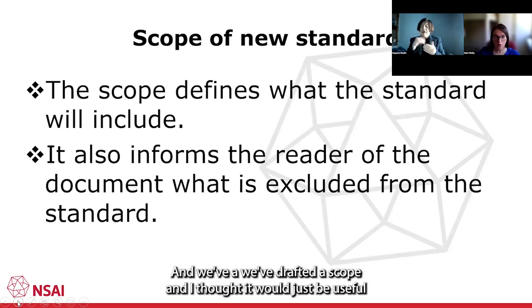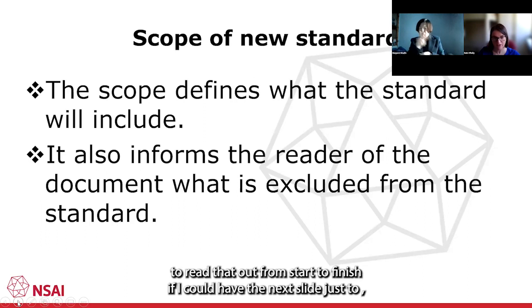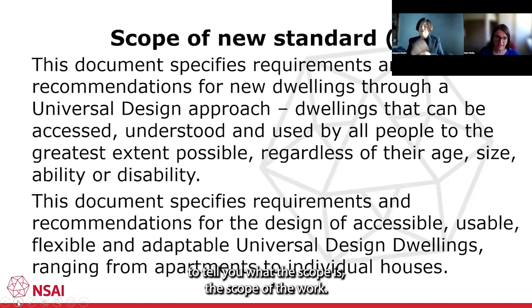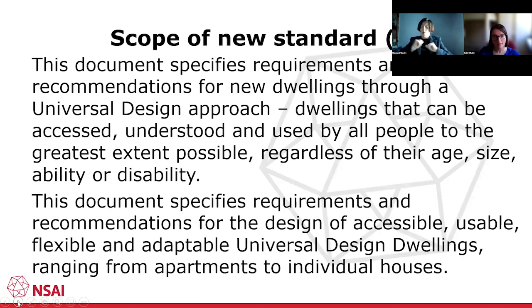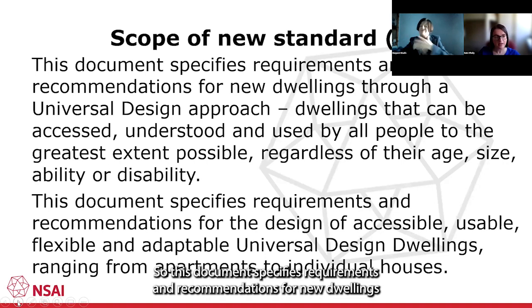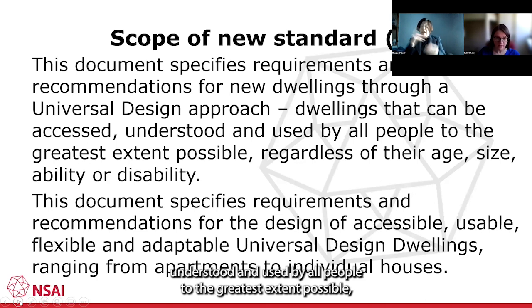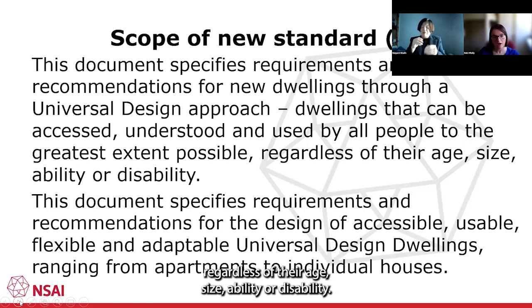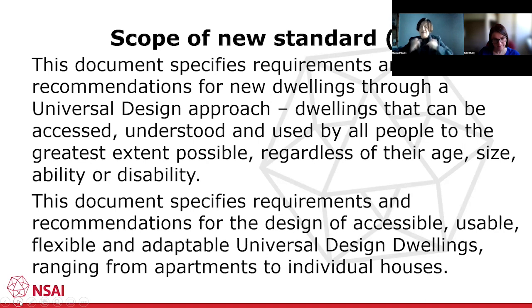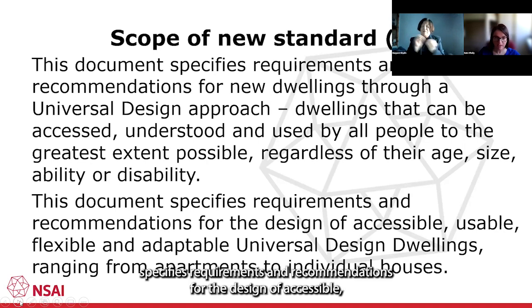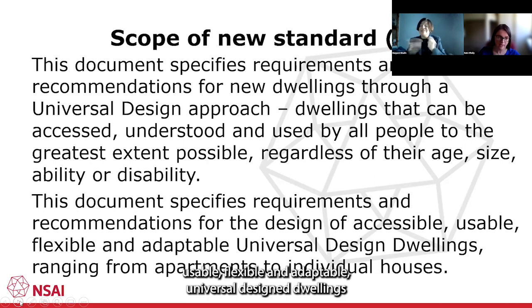And we've drafted a scope, and I thought it would just be useful to read that out from start to finish. If I could have the next slide, just to tell you what the scope of the work is. Because when I go back to Tom, we will be calling for participation in developing this. So this document specifies requirements and recommendations for new dwellings through a universal design approach. Dwellings that can be accessed, understood, and used by all people to the greatest extent possible, regardless of their age, size, ability, or disability. This document specifies requirements and recommendations for the design of accessible, usable, flexible, and adaptable universal design dwellings, ranging from apartments to individual houses.